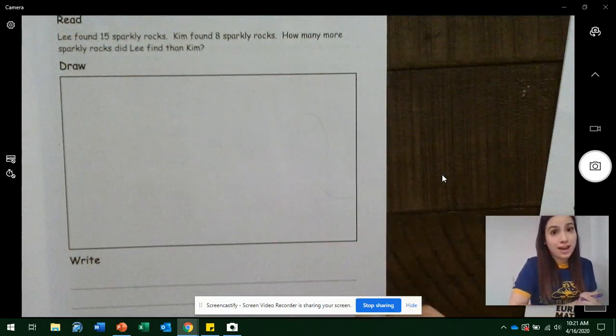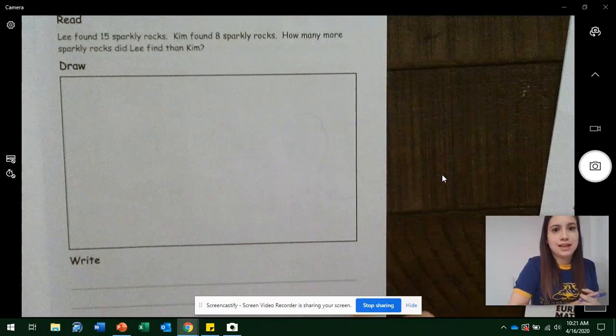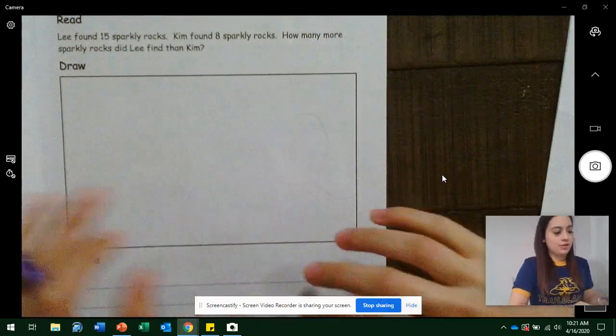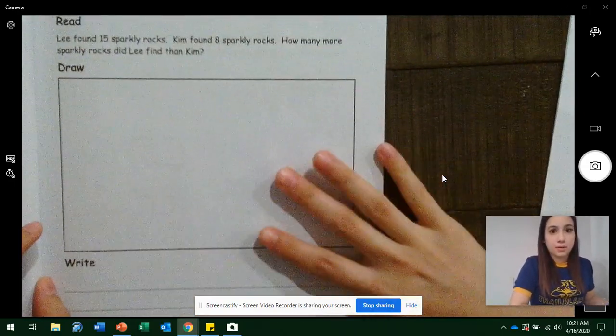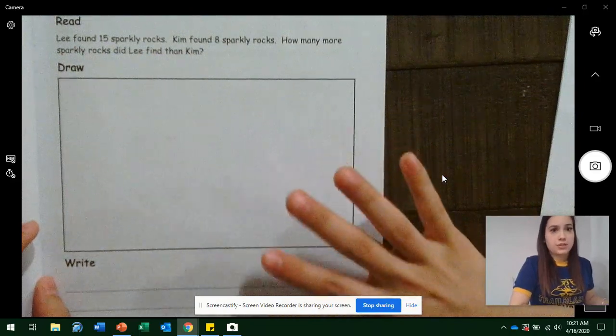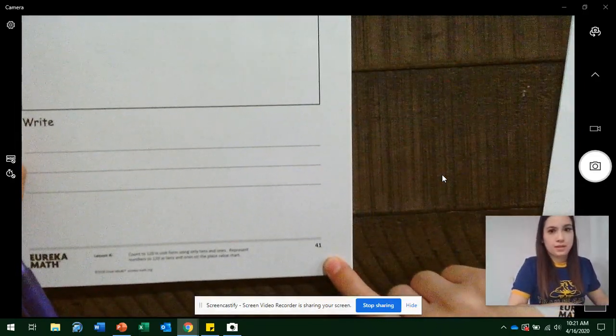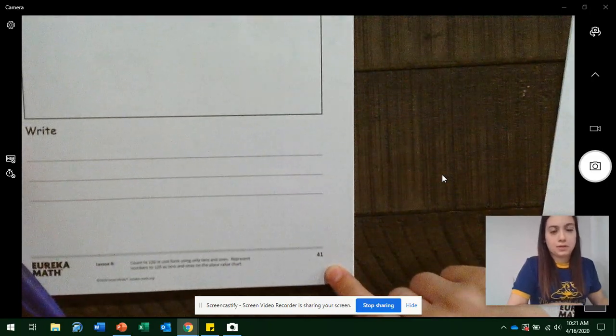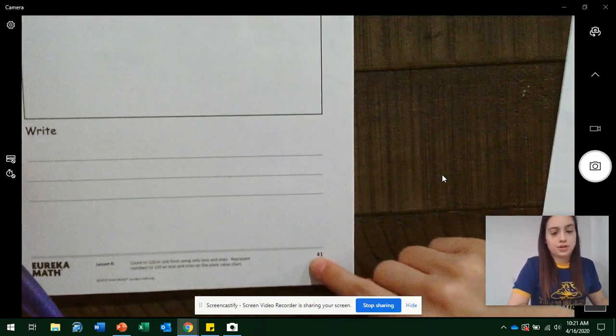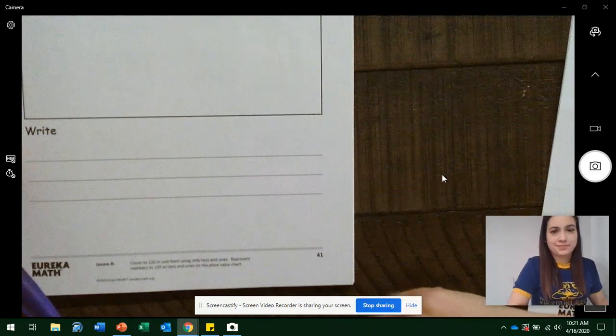It's Friday, and today we are doing lesson 8 for math. So remember, we're going to start with a problem of the day first. Make sure you have your green book out to page 41. I'm going to give you some time so that you can open it, or press pause if you need more time. But make sure that you're on page 41.